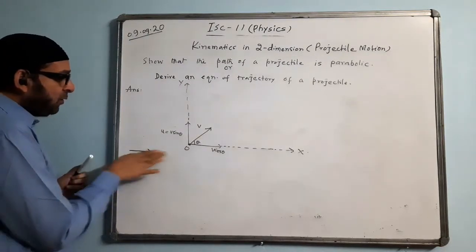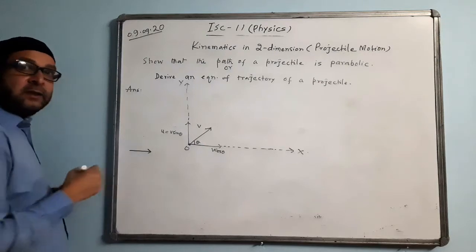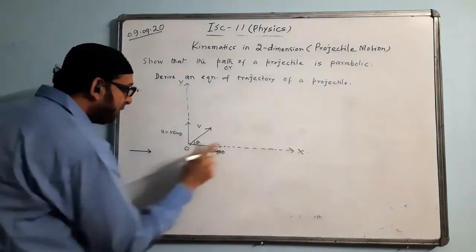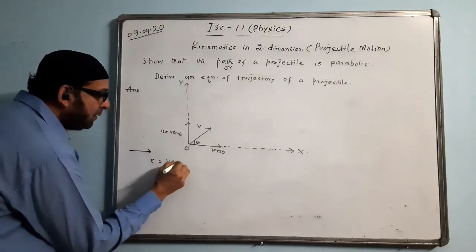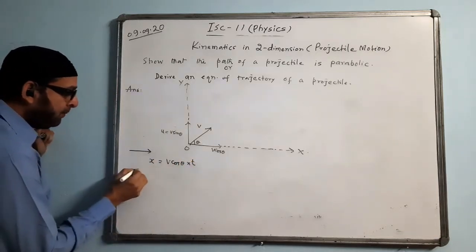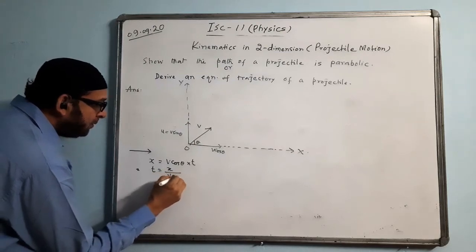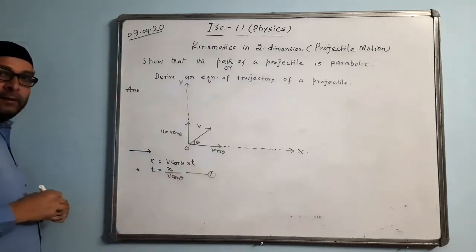Let us take the horizontal motion first. The horizontal motion formula is: distance is equal to velocity into time. The distance covered is along the x axis, so I write x is equal to v cos theta into t. Making t the subject, the value of t becomes x by v cos theta. Mark this as equation number 1.